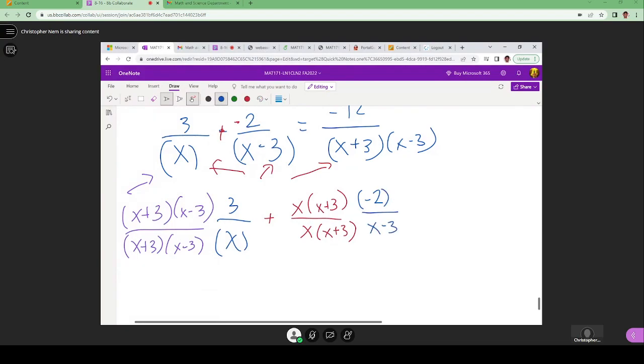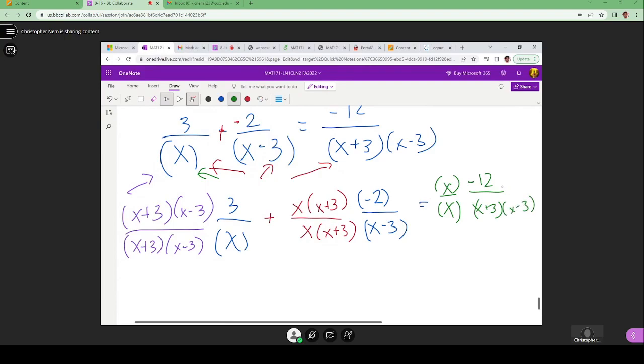And then the last one has x plus 3 and x minus 3. It's only missing this single x right here. So I can multiply that by x over x. And I'm going to have negative 12x all over x plus 3, x minus 3.